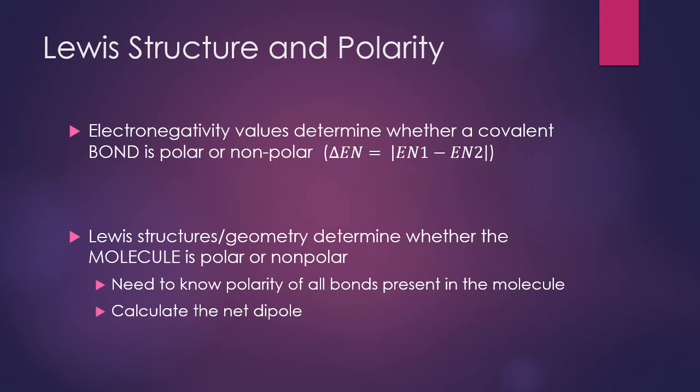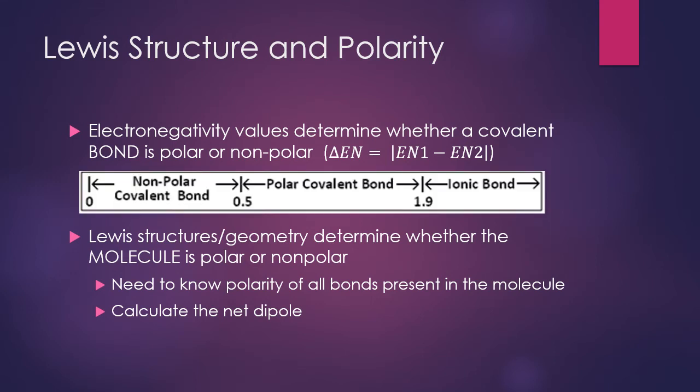So far we've used electronegativity values to determine whether a covalent bond is polar or nonpolar. But what we were looking at is just the bond itself, not the molecule as a whole. We figured out that one specific bond based off the electronegativity values. So we subtracted them and then used this chart here to figure out which range it fit in.